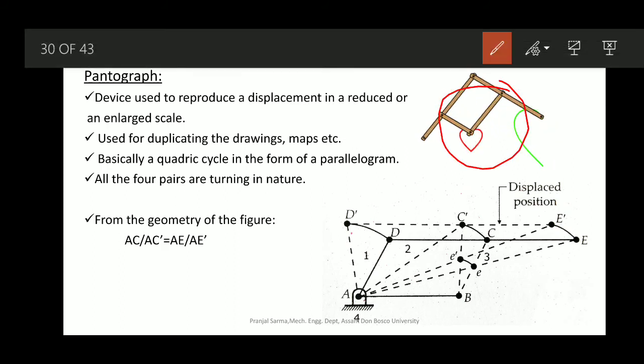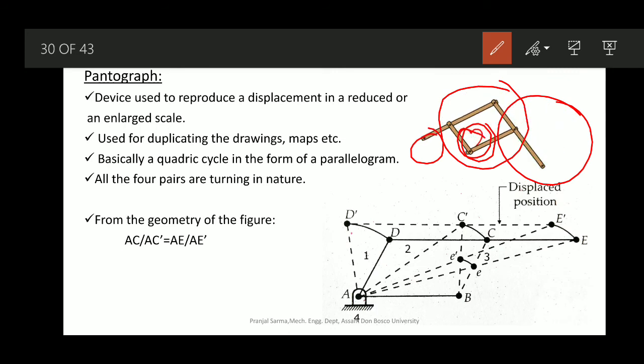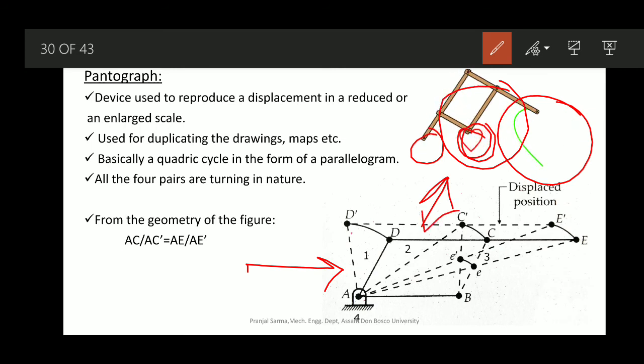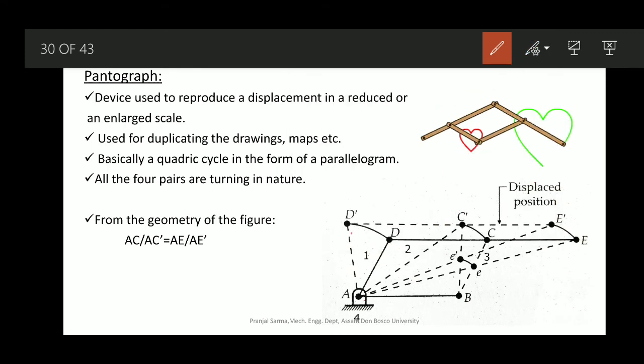This portion here is also pivoted, and whatever tracing it does here, it gets duplicated here. If you look at this figure, a similar thing has been represented here. The dotted lines show the different positions at different intervals. For getting the proper reduction or enlargement in whatever duplication you are doing, this is the ratio that should be followed. So from this geometry we can select that.